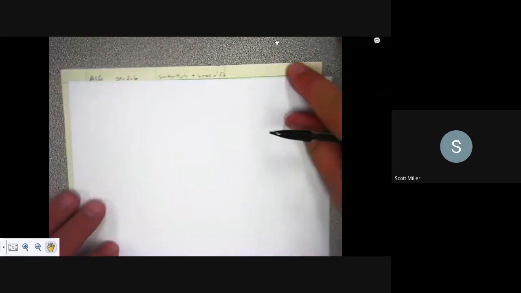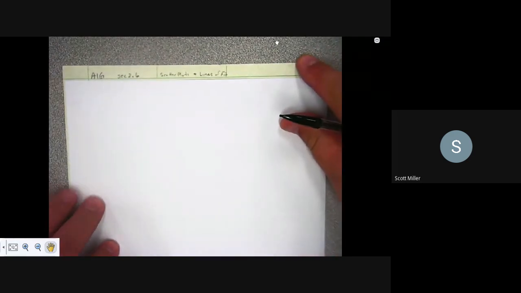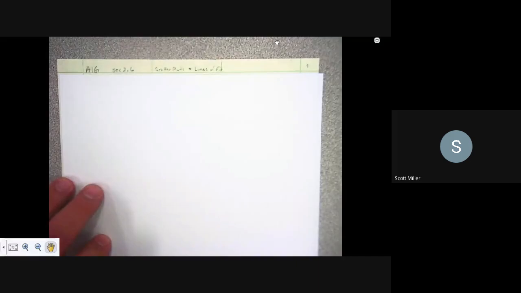All right, today we're going to look at section 2.6. We're going to look at scatter plots and lines of best fit in a bit.